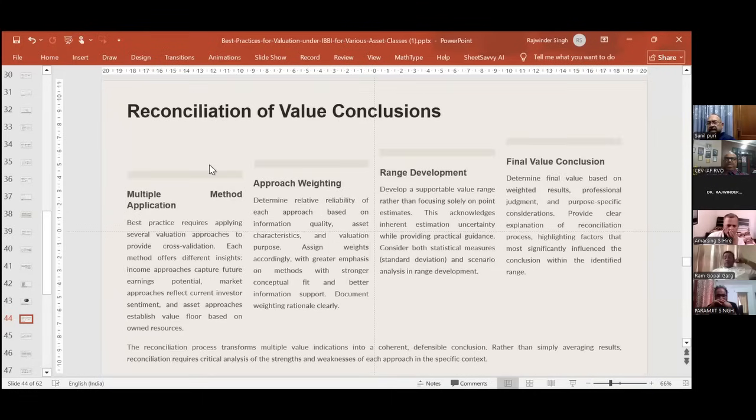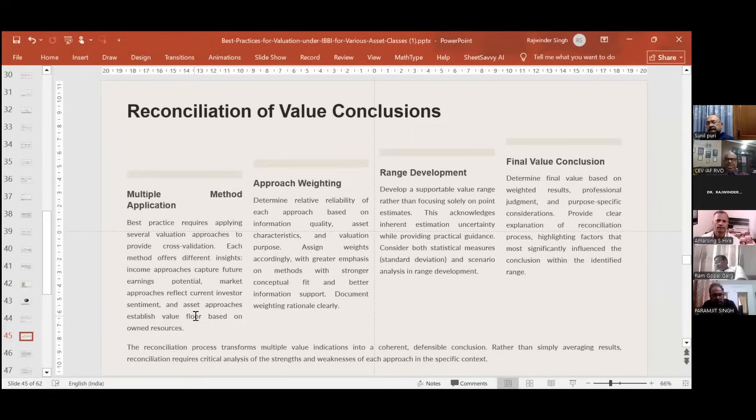And then the most important thing is reconciliation and value conclusions. How can you reconcile and conclude the value? First is multiple method application. Best practice requires applying several valuation approaches to provide cross validation. Each method offers different insights. Income approaches capture future earnings potential, market approaches reflect current investor sentiment, and asset approach establishes a value floor based on owned resources.